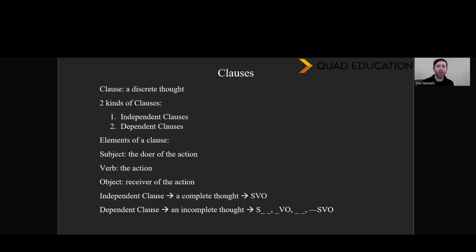Okay, we're going to talk about two kinds of clauses today, and those kinds are independent and dependent. When I'm working with AP Lit and Lang students, they like to try to bring up other kinds of clauses, but we're only doing those two because those are the only two that are relevant to the test.